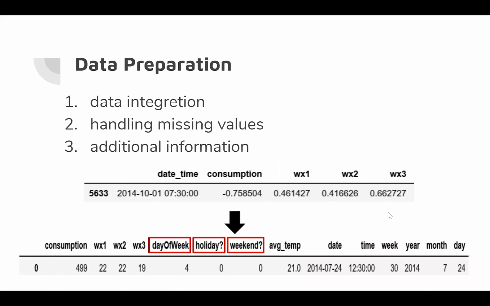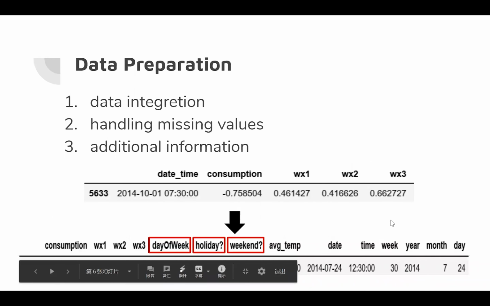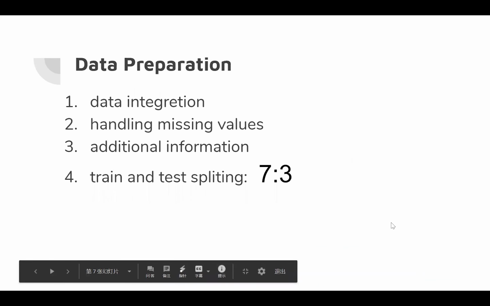Third, the energy consumption can also be influenced by the day of week, whether it's a weekend, and whether it's a holiday. Therefore, to make the prediction more reliable, the 3 columns are introduced. Finally, we split the whole data frame into train and test sets at 7-3.